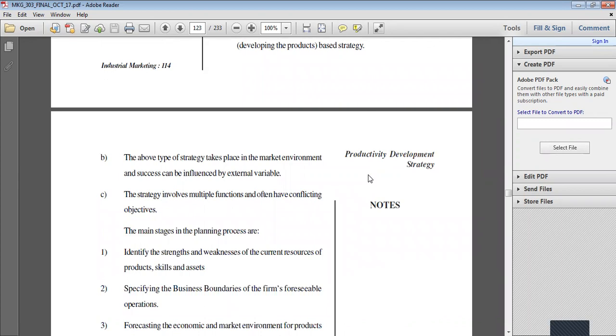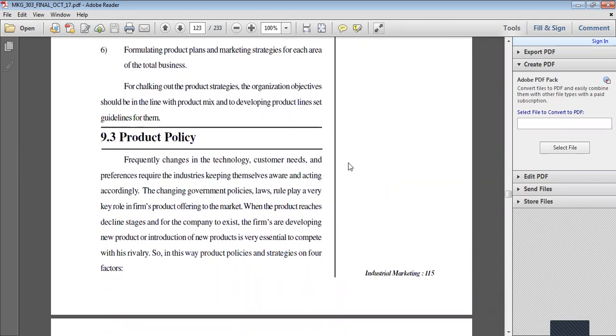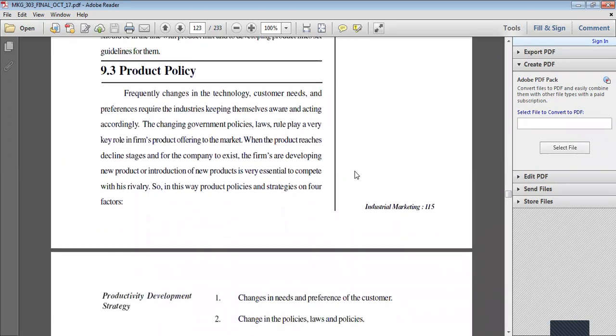The above type of strategy takes place in the market environment, and success can be influenced by external variables. Next step, we can have chalking out the product strategy. The organizational objective should be in line with the product mix and the development of the product line, setting guidelines for them. Product policy frequently changes with technology, customers' needs and preferences, requiring industries to keep themselves aware and act accordingly.